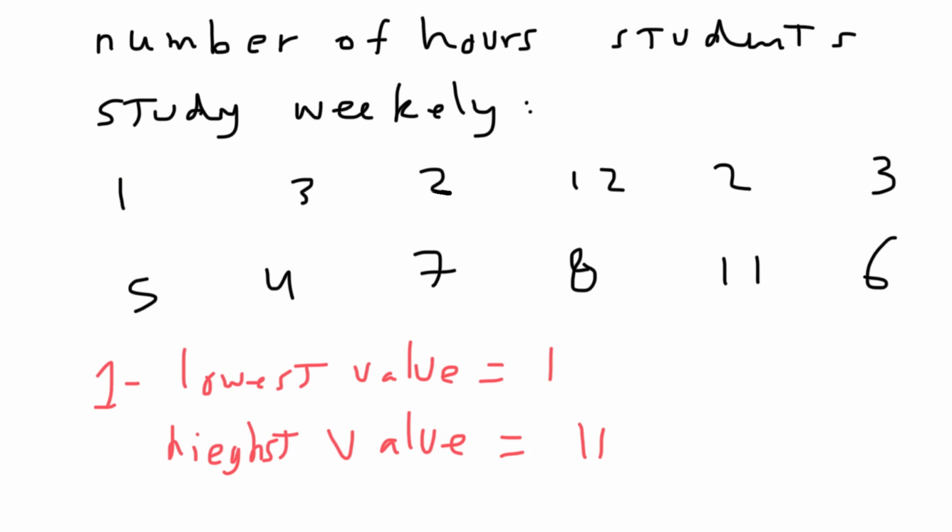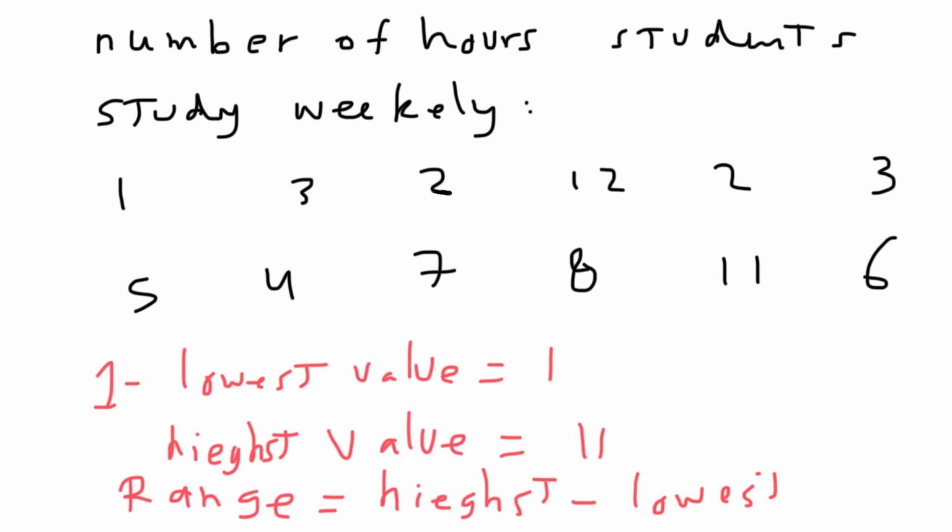And then I need to know the distance between them, and the distance between them is called the range. So I'll calculate the range of the data, which is the highest minus the lowest, and that's obviously equal to 10. 11 minus 1 is 10. From here I'll start calculating the class widths based on how many classes I want. So suppose I would like to have 4 classes or 5 classes.